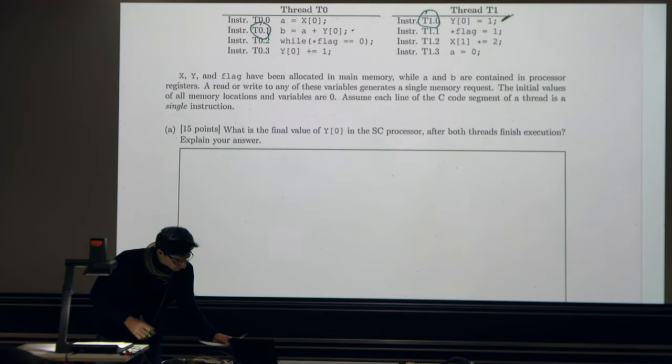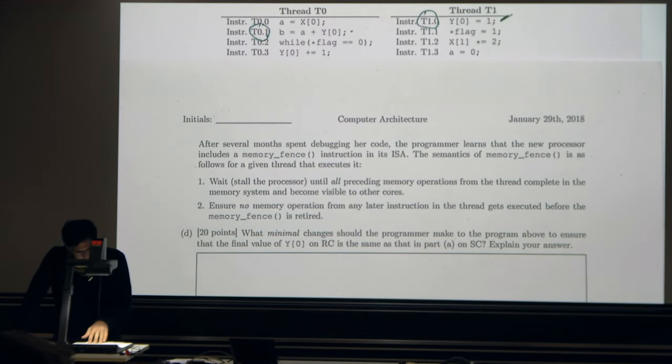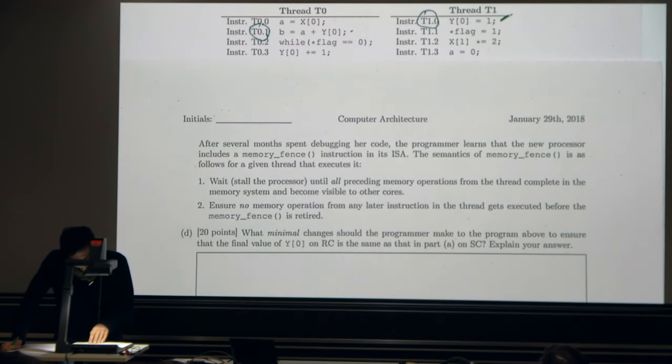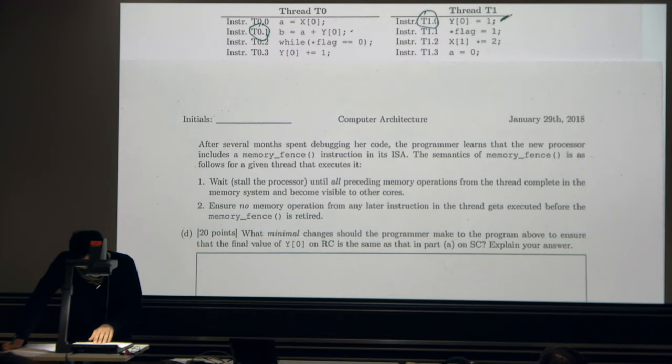And finally, part D. After several months spent debugging her code, the programmer learns that the new processor includes a memory fence instruction in its ISA. So it's important that you take a look at the ISA before programming a computer. The semantics of the memory fence is as follows for a given thread that executes it. First, stall the processor until all preceding memory operations from the thread complete in the memory system and become visible to other cores. Second, ensure no memory operation from any later instruction in the thread gets executed before the memory fence is retired.